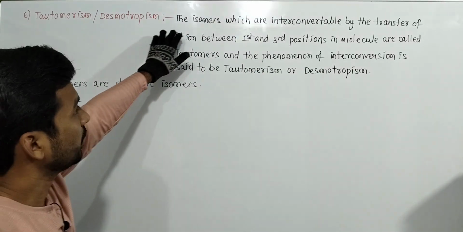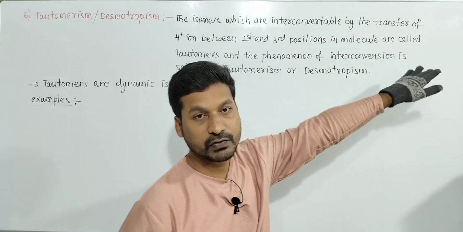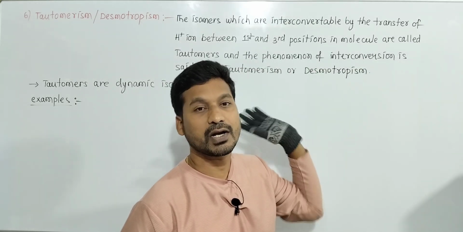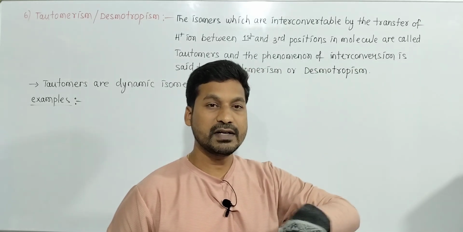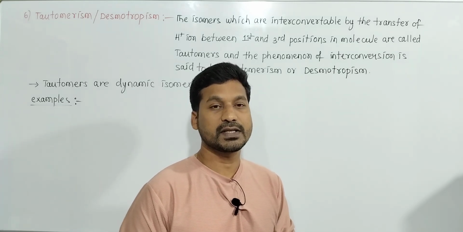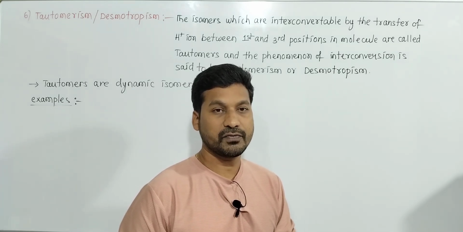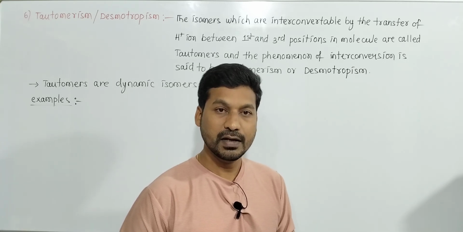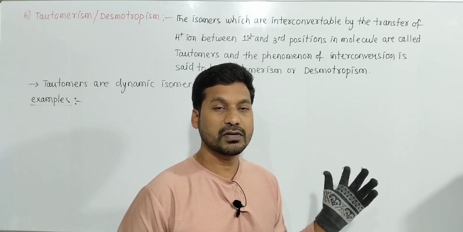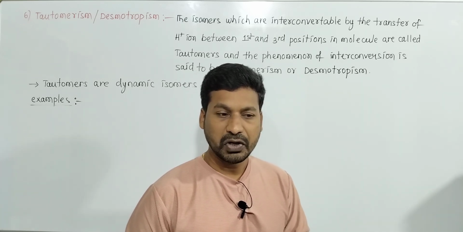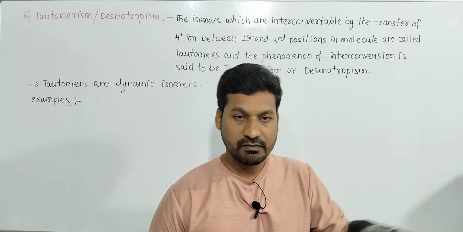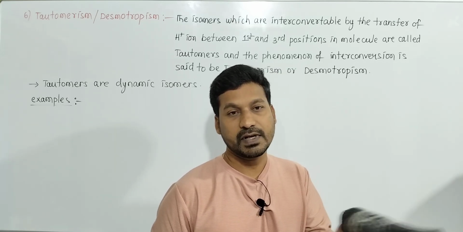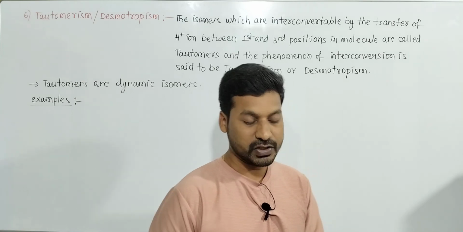See the definition. Isomers which are interconvertible by the transfer of H plus ion between first and third positions in a molecule are called tautomers, and the phenomenon of interconversion of isomers is said to be tautomerism. Tautomerism is also called as desmotropism. Tautomerism is dynamic isomerism, always changing, so not a stable composition, it is always interconvertible. That is why it is dynamic isomerism.